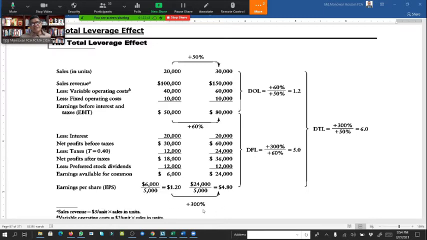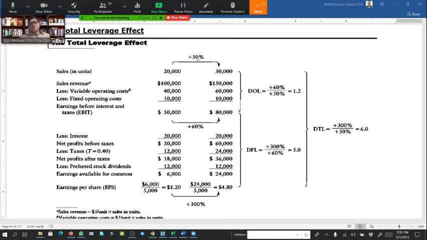So the increase in EPS is 300%. So look here, degree of financial leverage: 300% increase divided by 60%, so we get 5. It is the degree of financial leverage, and if you multiply both, that means degree of total leverage, closing thing divided by opening.